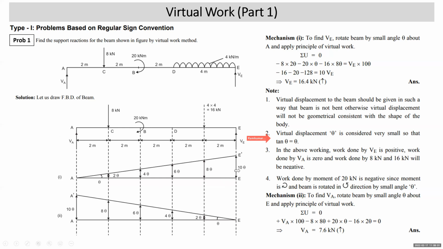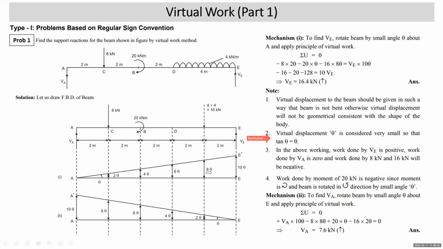Now you can write the virtual displacement in the direction of the various forces. If tan theta is theta, then the virtual displacement in the direction of the 8 kilonewton will be 2 theta. Here it will be 4 theta because it is at a distance of 4 meter. Here it is 6 theta, this is 8 theta at this point, and the last is 10 theta. So we simply multiply angle theta by the distance from the point about which it is rotated. This is 2 meter, 2 theta. This is 10 meter, 10 theta. This point is at 8 meter, 8 theta.